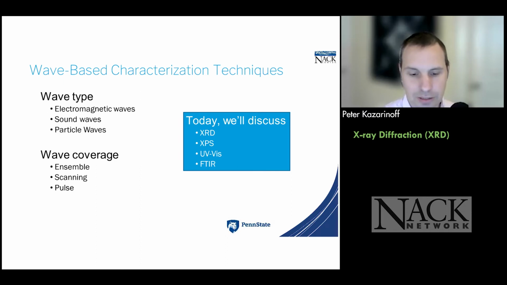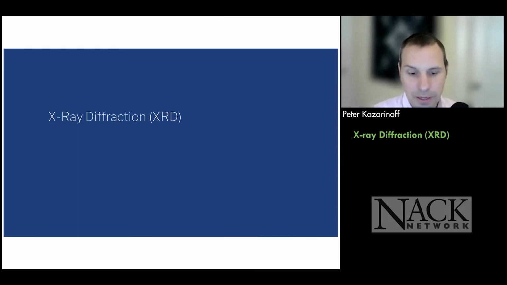And then you could also divide wave-based characterization into a category of wave coverage. So there are some that are ensemble techniques. I would call XRD and DLS ensemble techniques. But there are also scanning techniques where you move a beam across the surface, looking at different parts of the surface at a time. And then there are other techniques, which could be pulse techniques, where the wave-based characterization is turning on and off. So the specific characterization technique I'm going to talk about is X-ray diffraction, or XRD.